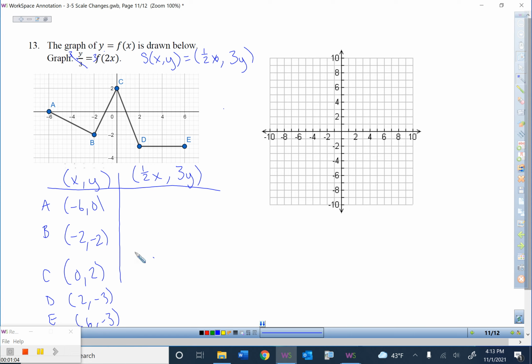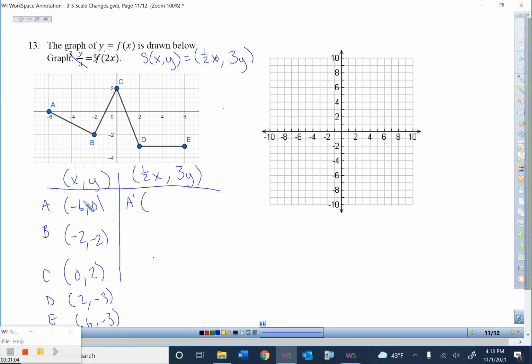And once we have those points, all we have to do is take all of the x values, multiply them by 1/2, all of the y values, and multiply them by 3. So let's do it. If you remember from geometry, transformed points usually get this prime notation. So I'm going to use a prime all the way through E prime here.